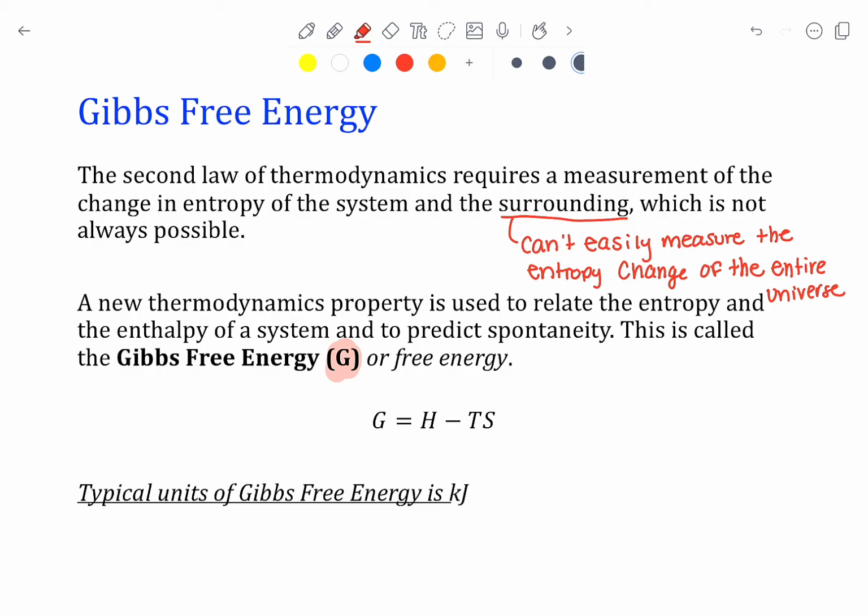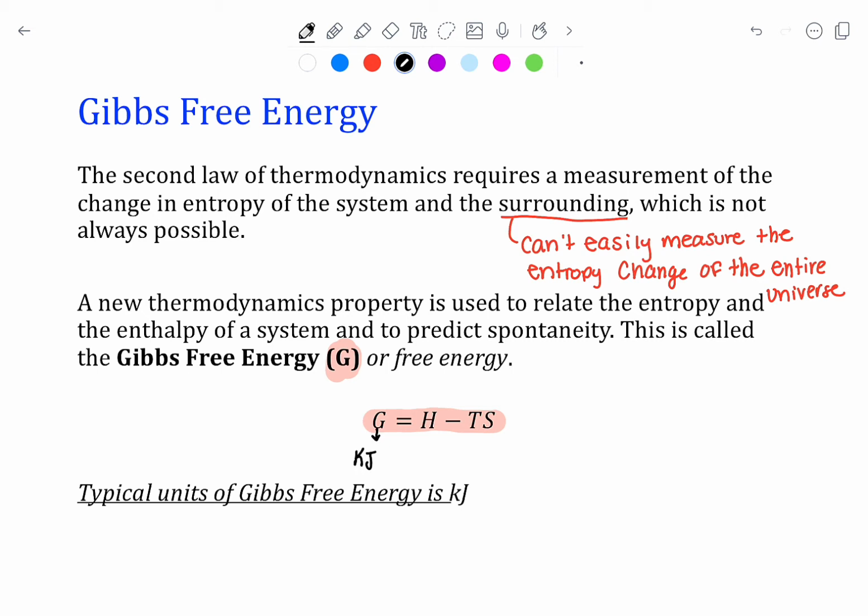We can see the relationship between entropy and enthalpy in our equation for Gibbs free energy, where the Gibbs free energy, G, is equal to the enthalpy minus the temperature times the entropy. So G is equal to H minus TS. Our typical units for our Gibbs free energy are kilojoules. So we'll make this note a couple of times as we go through our practice problems, but just to start us off, we normally have Gibbs in units of kilojoules.